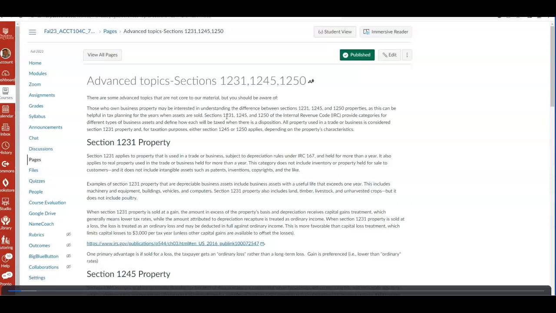Okay, section 1231, 1245, and 1250 of the Internal Revenue Code provide categories for different types of business assets and define how each will be taxed and when at the time of disposition. So the keyword I like to emphasize is here: those are all business assets. Section 1231, 1245, and 1250, they are business assets.